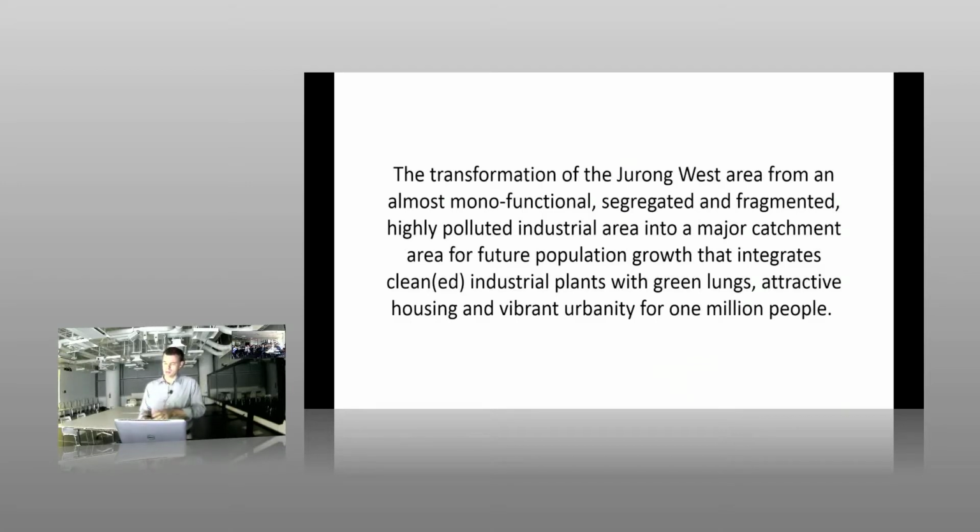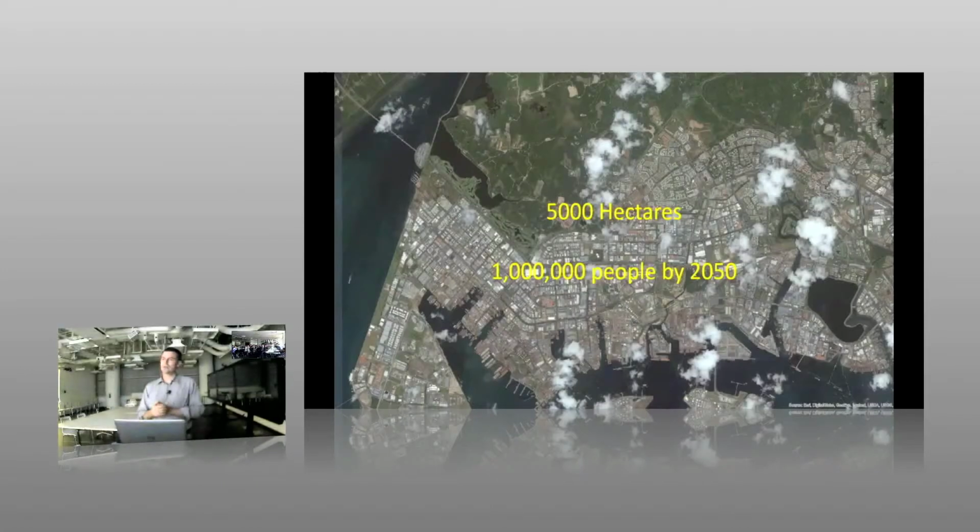So really when you look at it, it's 5,000 hectares, and they want to house 1 million people there by 2050, and they want to do it in such a way that they are integrated with industry. The idea is to go away from this outdated concept that industry has to be at one end of the city and the people live at the other end of the city.